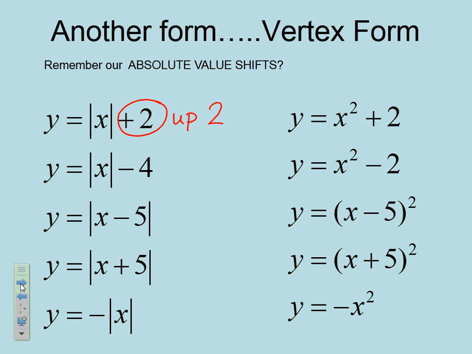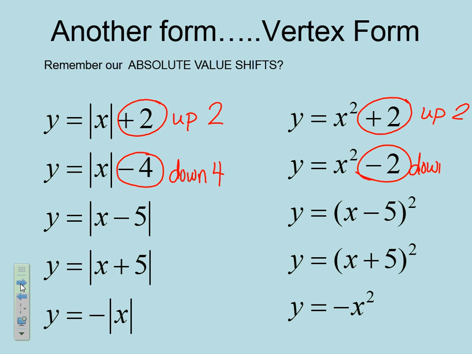Parabolas don't have absolute values in them, but they have an x squared. There's a plus 2 at the end right here. That's telling me we're going to go up 2 with our vertex. With the absolute value when we subtracted on the outside like this, that told me I went down 4 with the vertex. Same idea with the parabola, down 2 with this vertex. Then inside the absolute values told me if I moved left or right. This one actually went right 5. And the same is true when you look at the parabola.